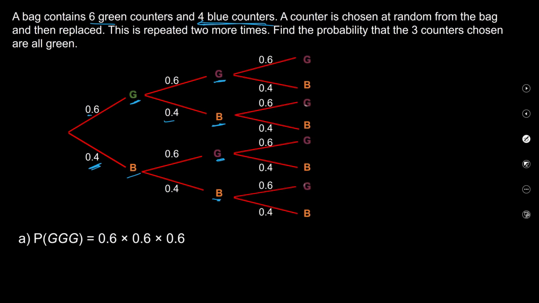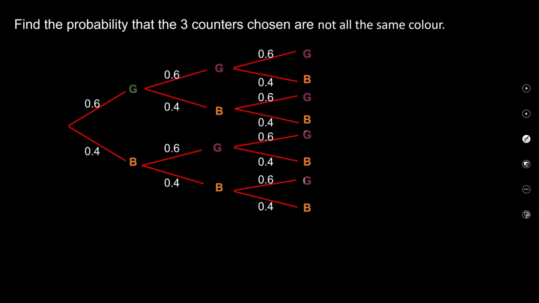What will happen? The probability of getting green will stay 0.6, and of getting blue, still 0.4, and similarly. Now, the probability of getting green, green, green will be 0.6 times 0.6 times 0.6, because getting green is 0.6, and getting another green and another green will be 0.6, 0.6. You can see it there, which gives us 0.216. Fantastic.